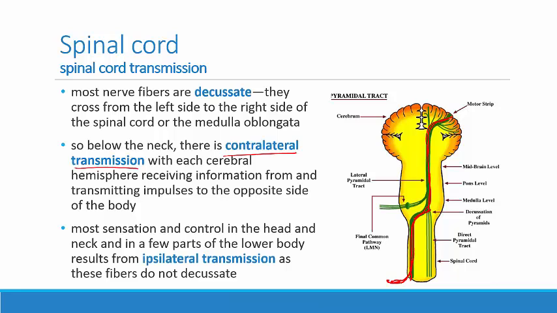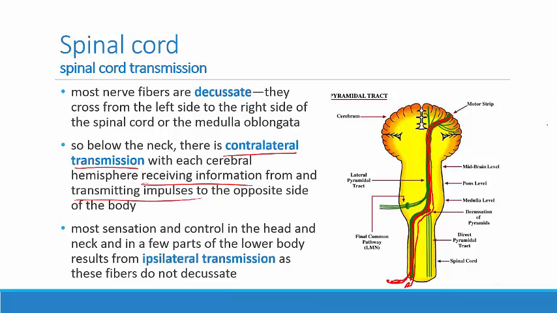brain. And motor impulses that originate on the left side of the brain come down and decussate, and they tell the right side of the body what to do. Okay, so we talk about contralateral transmission of both transmitting impulses and receiving impulses. The receiving information would be sensory; the transmitting information would be motor.